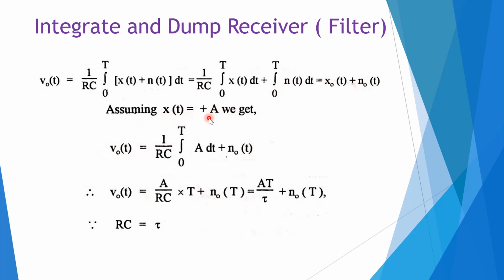Now, assuming x(t) has amplitude +A, we get 1/RC as it is, 0 to t integration, and instead of x(t) we can write A dt, as we assume x(t) is A. For noise it will be as it is. If you take the integration here, you will get t. So if we solve this, the output voltage will be AT/RC, that is time constant tau, plus no(t). So this is the output of the integrator.